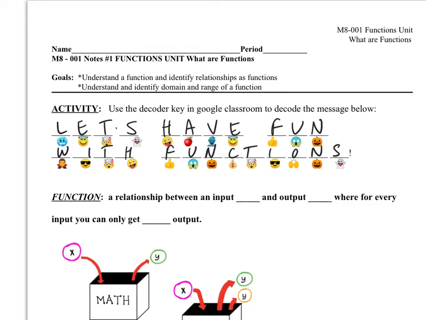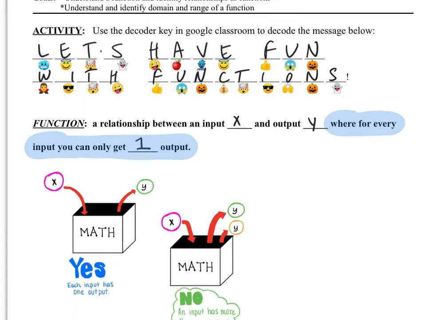First, let's think about what a function is. A function is a relationship between input, which is going to be our variable x, and output, which is going to be our variable y, where for every input, you can only get one output. This is going to be the most important part of what makes a function, that for each input, you can only get one output. Here's a visual.